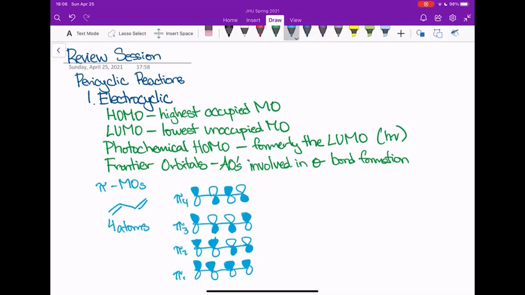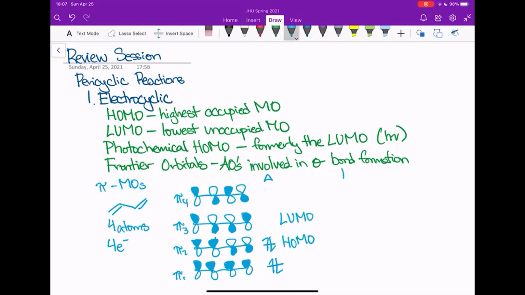From here, I'm going to figure out which one is my HOMO and which one is my LUMO. If we're operating under heat, that's what we consider our normal conditions. If we have 4 atoms and 2 double bonds, since there are 2 electrons in each double bond, we have 4 electrons to fill. I'll start from the bottom and fill those. So now we know that our pi 2 is our HOMO, and our pi 3 is our LUMO.